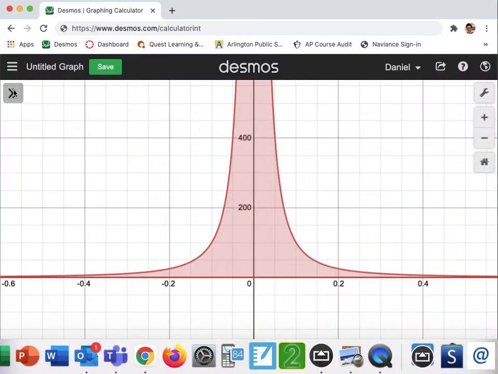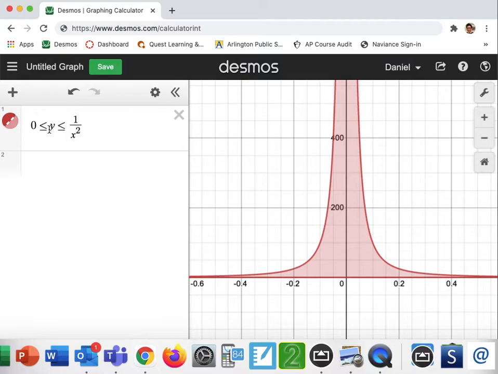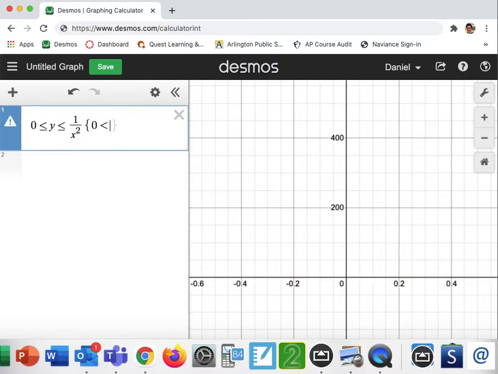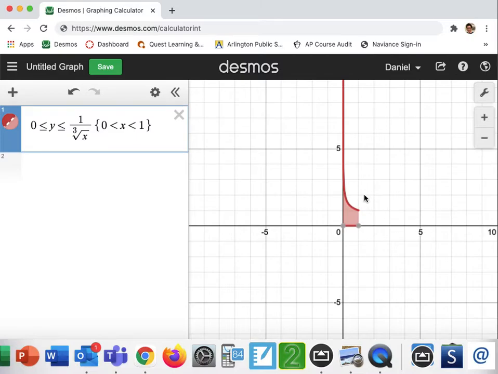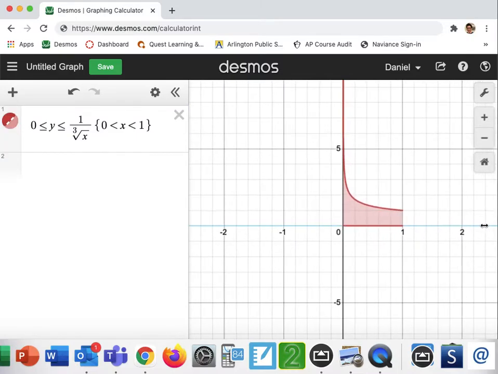So let's take a look at the graph of what I have here. It's the definite integral from 0 to 1. So I'm going to first put that in there. And it was the graph of the cube root of x. So we are looking for this.